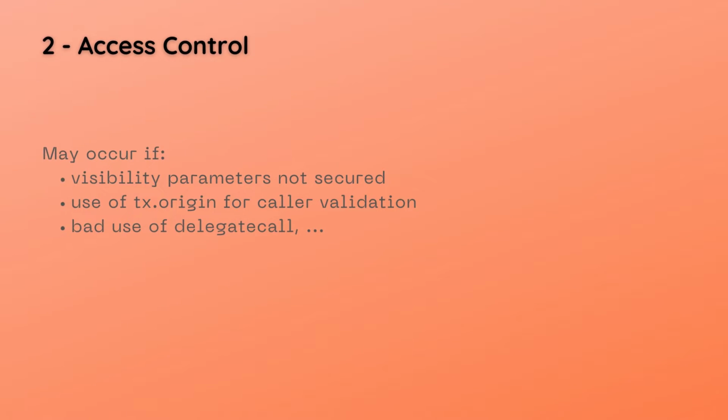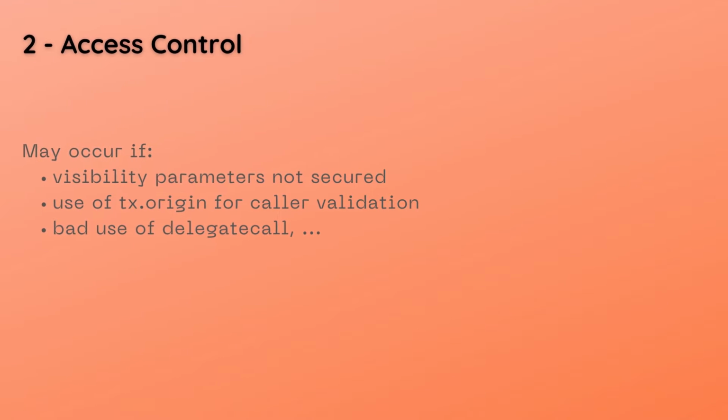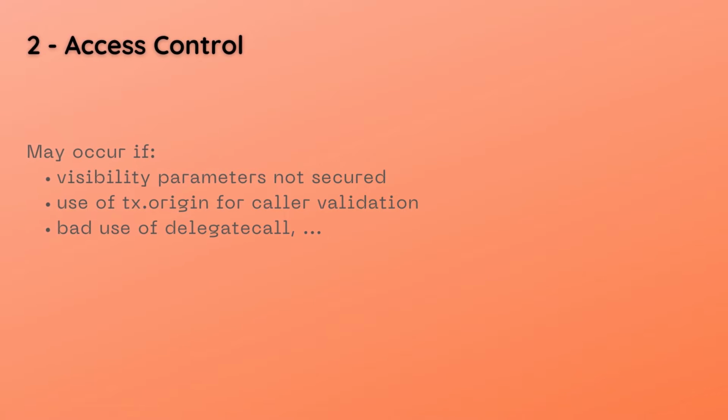In this category, we find vulnerabilities in access control. These vulnerabilities can occur if the visibility parameters aren't secured, if the contract uses tx.origin to validate callers, if delegatecall is misused, and so on.